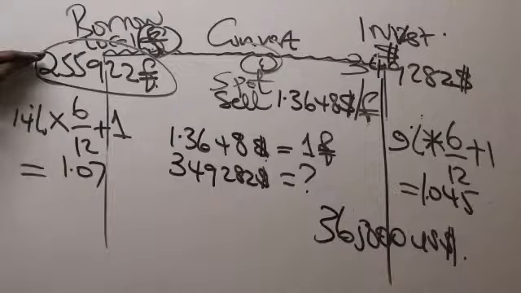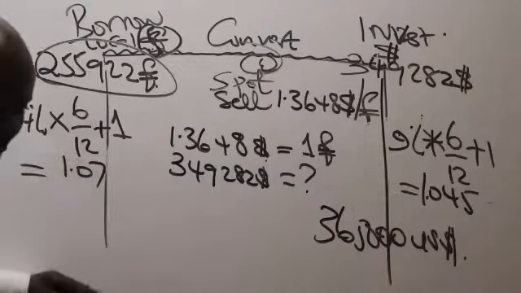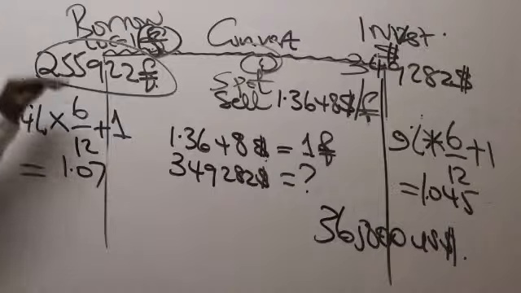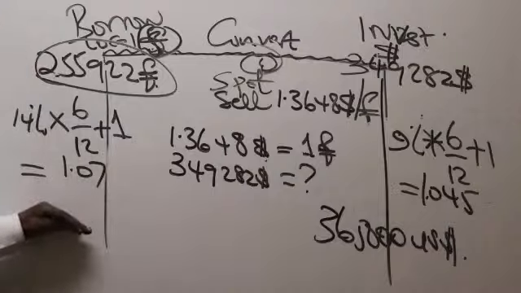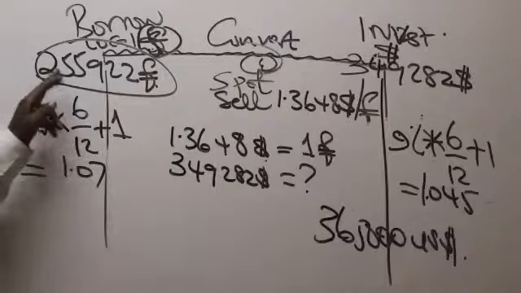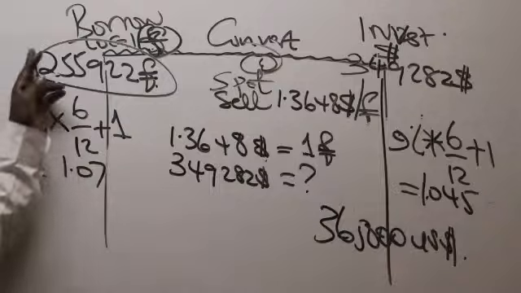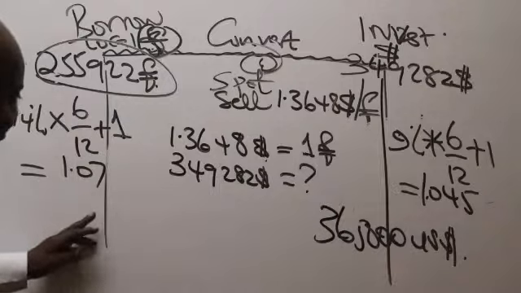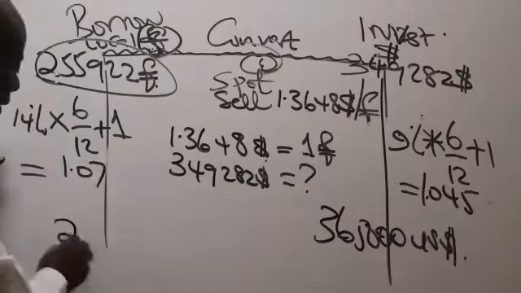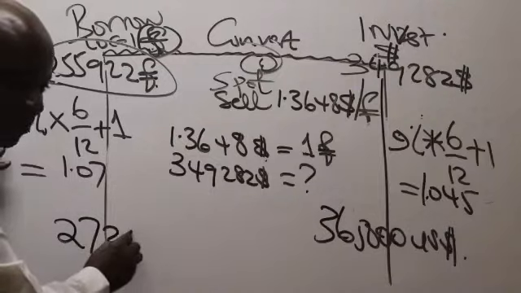How about going down? Going down, what should we do? Multiply. Down, we multiply. So please multiply for me here. We have this times 1.07. Levy anasema 273.